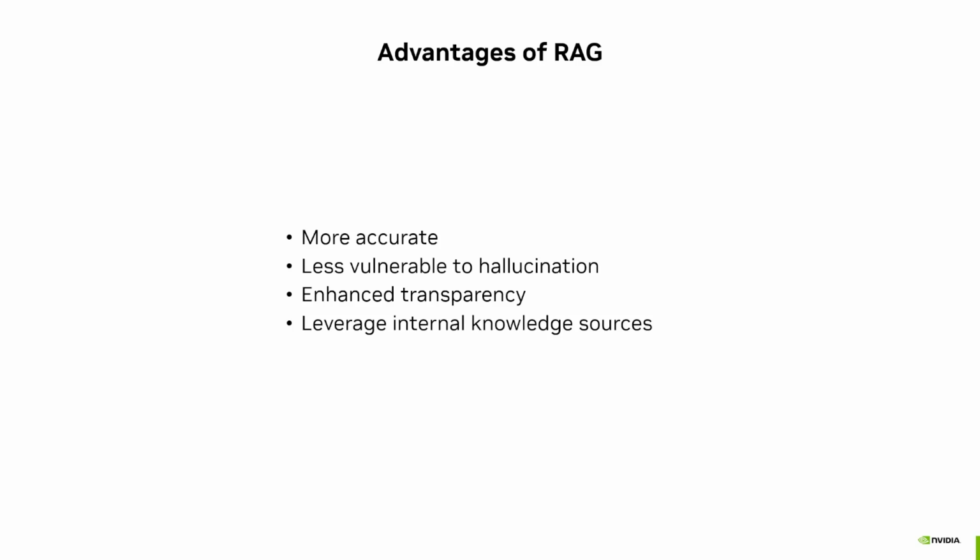RAG enhances the transparency of AI-generated responses. RAG can cite the sources used to generate responses. This is especially valuable in legal or academic contexts. RAG preserves data privacy. RAG systems leverage internal knowledge sources, making them independent from large language model training requirements. Sensitive data can be kept on premises.